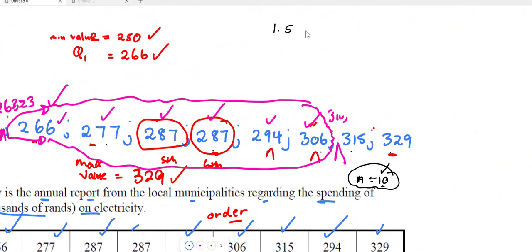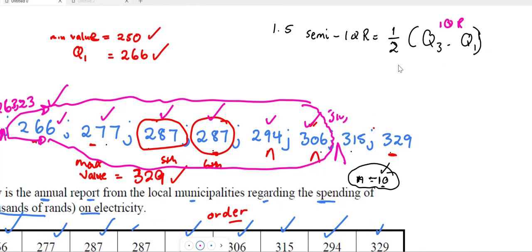So like I was saying, the question is we need the semi-interquartile range. The semi-interquartile range is just an average of the interquartile range. So that's half of the interquartile range, which is Q3 minus Q1. So remember, Q3 minus Q1 represents what? It represents the interquartile range. So we need the average of that. That's the semi-interquartile range. So that is half of.